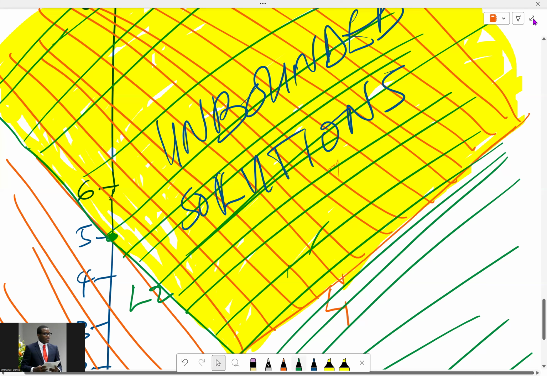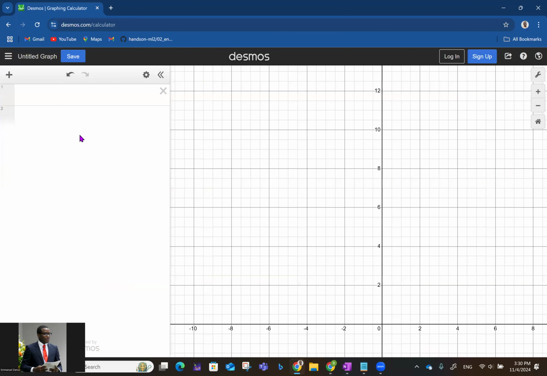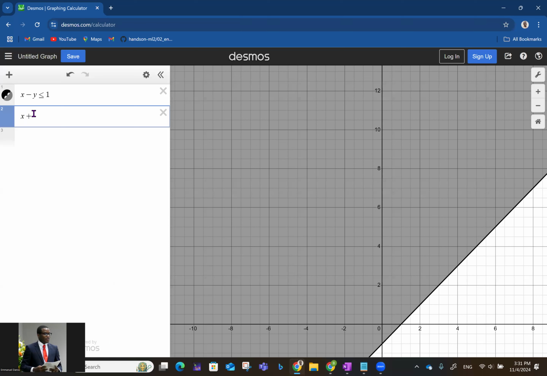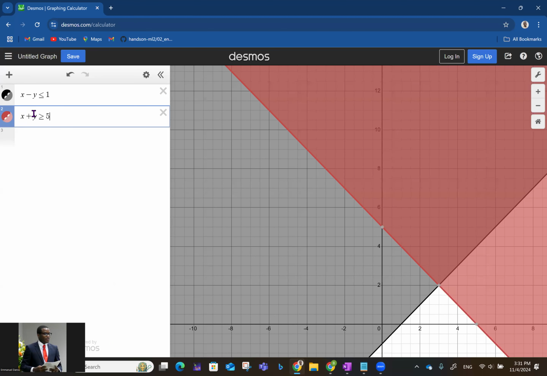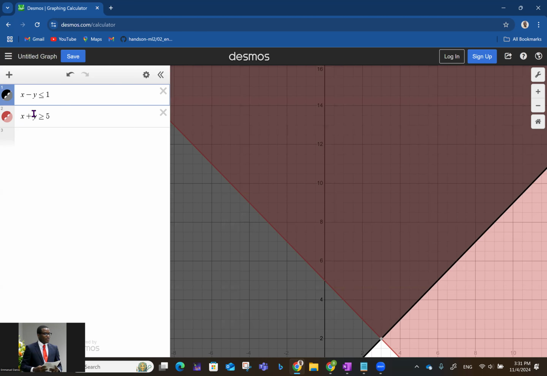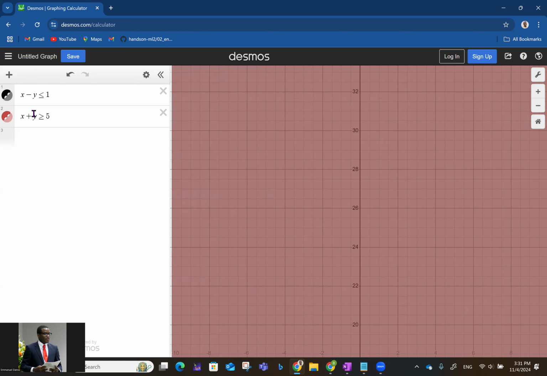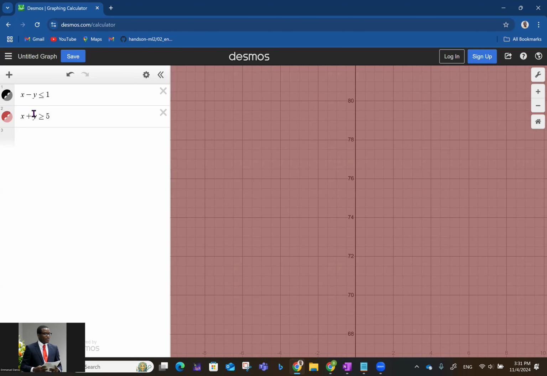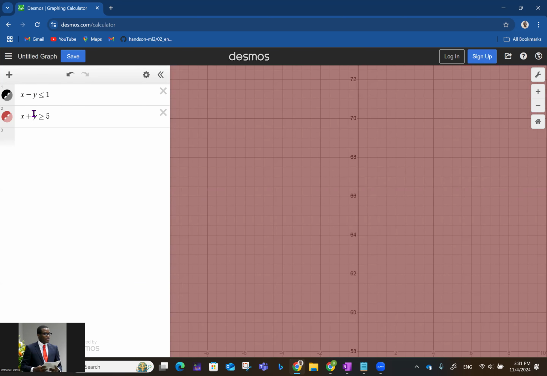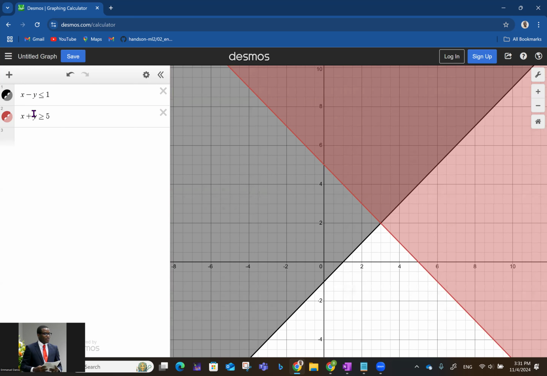Okay. So let's go to Desmos to have a clearer view of what this looks like. Then we'll plot the lines. Line one is x minus y less than or equal to 1. Then line two is x plus y greater than or equal to 5. Now you see where both of them intersect, it's like that funnel, so to speak. You can keep going forever and ever, and it can go to 1 million, and the region is still that overlapping one. That's why we say we have unbounded solutions.